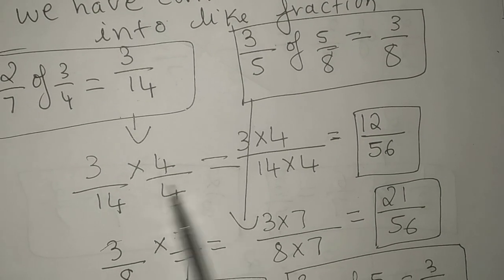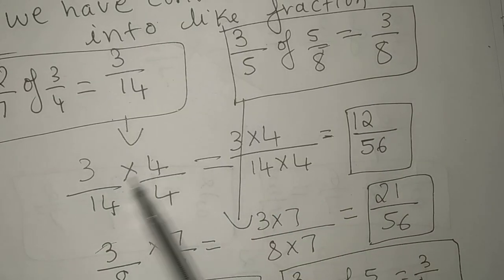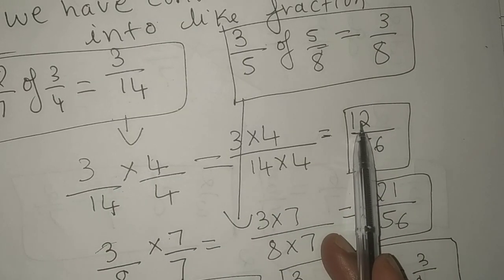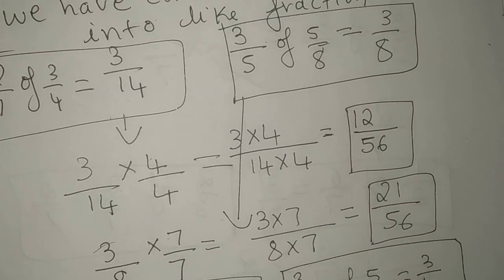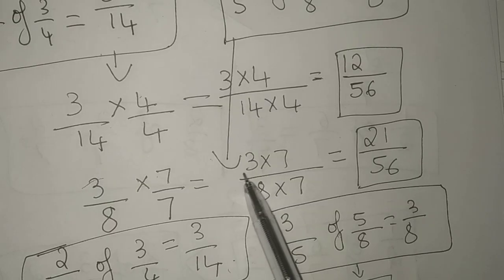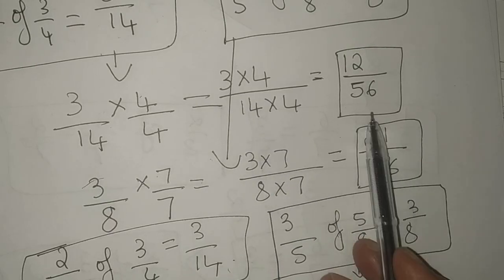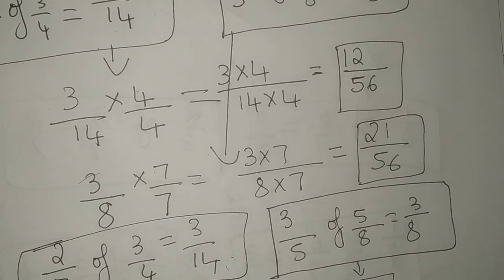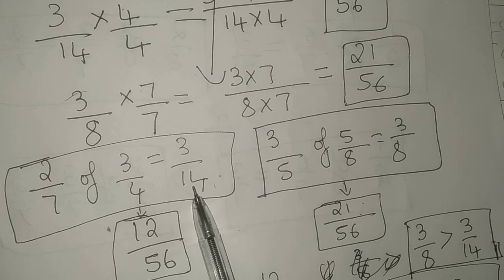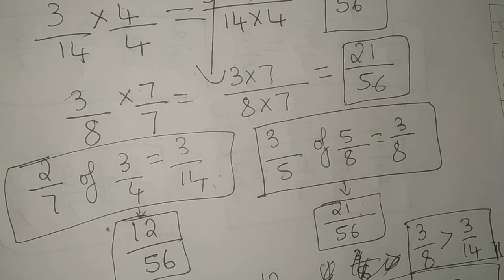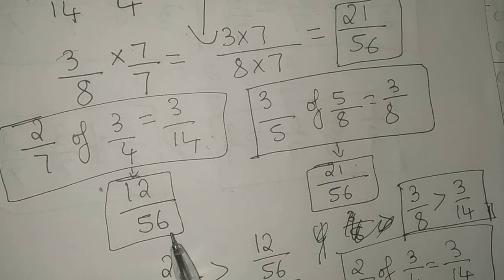So we have to convert this as the denominator should be equal. To convert it, we'll divide and multiply by 4. Then we get 12 by 56. Again for this one we have to divide and multiply by 7. Then we get 21 by 56. Both having the same denominator. So from this we get 12 by 56, from this we get 21 by 56. So 21 by 56 is greater than 12 by 56.